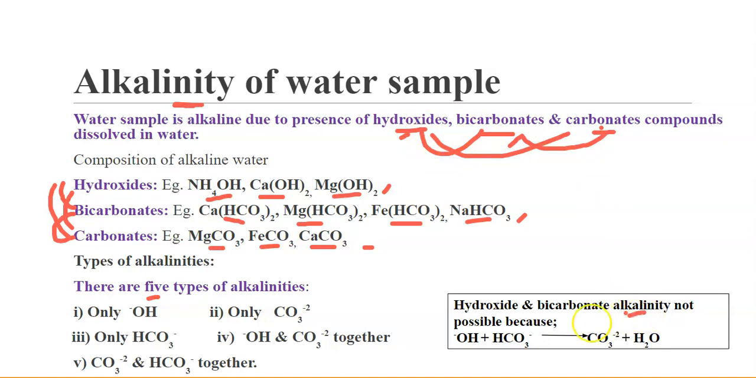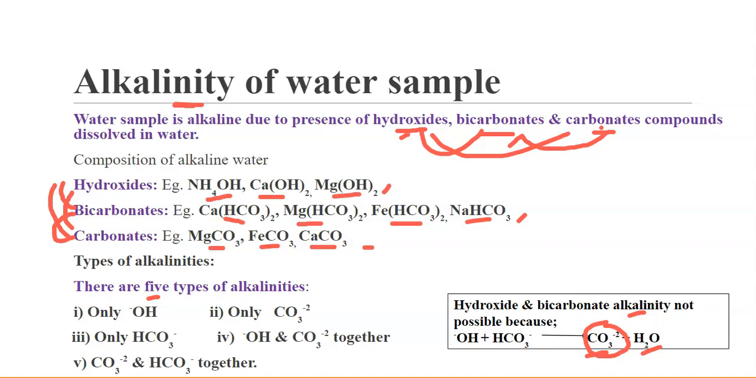Why is it not possible? Because if a water sample contains hydroxide and bicarbonate, you can see here the reaction. They will react to form carbonate ion plus a water molecule. So it is forming carbonate ion plus water, which comes under the type of only carbonate alkalinity, which we have already considered. Also, if all three salts are present in water together, then they will form ions. So these are the mainly three salts or compounds which are responsible for the alkalinity of water, that is hydroxide salts, bicarbonate salts and carbonate salts.